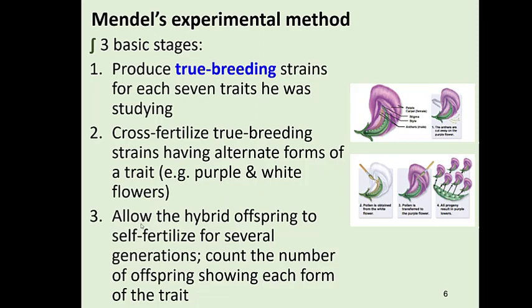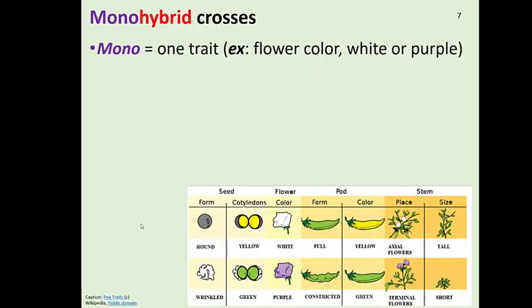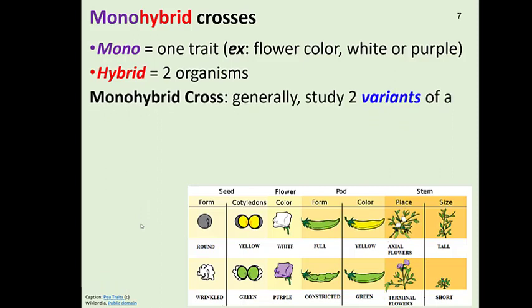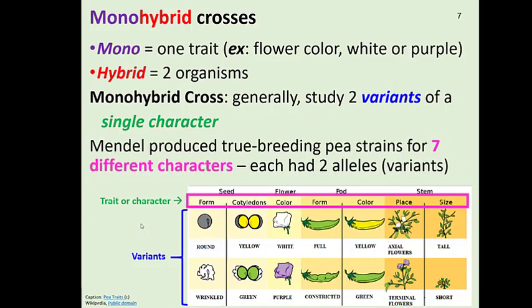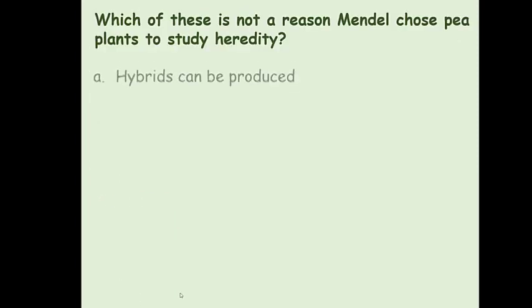When we look at monohybrids, mono means one trait, for instance, what we've been talking about, flower color, and hybrid means 2 different organisms. So a monohybrid cross is studying 2 variants of a single character. Now, Mendel produced true breeding plants for 7 different characters, and these are the characters that we have listed here. The variants are listed right here. Again, not necessary for me to read them to you. You're welcome to pause and write them down.